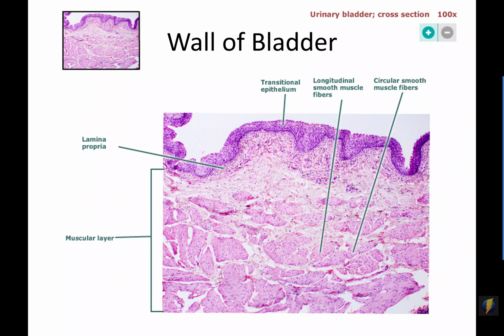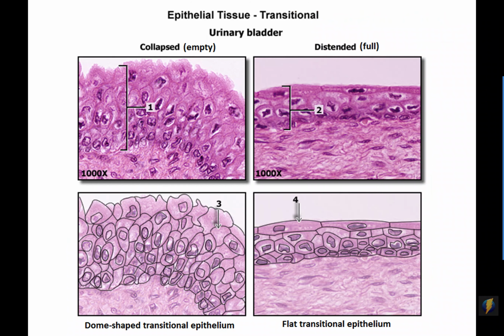One of the things that you do want to be able to do, in addition to recognizing the layers of the wall of the bladder, the tunics, for instance, if we were talking about blood vessels, is to differentiate between a bladder that is collapsed, contracted, empty, and a bladder that is distended or full. One thing, the rugae, the folds in the walls of the bladder, will flatten out in the full bladder, whereas they will be present and visible in the empty bladder.